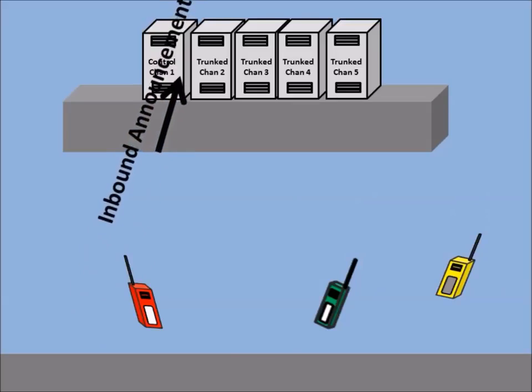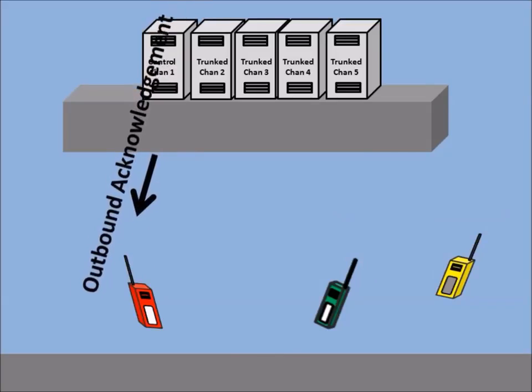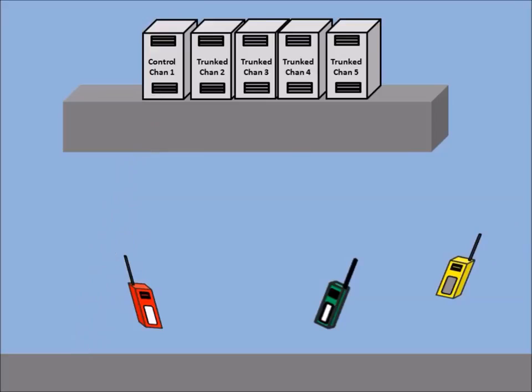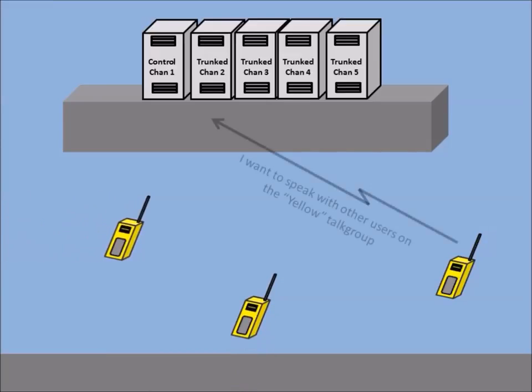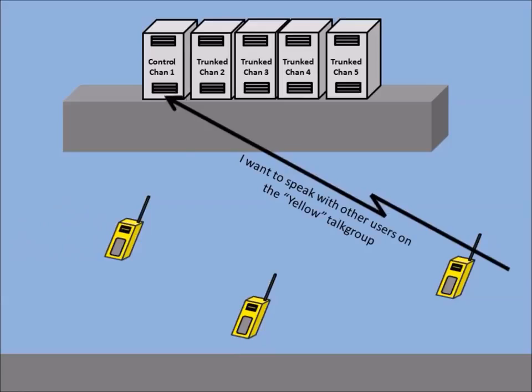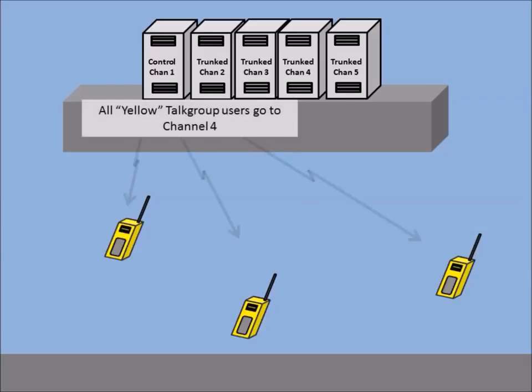Let's say a few subscribers are on the system and a call is made from one user to another on the same talk group. When a push-to-talk is made on the microphone or handset, the radio transmits this request to the central controller. The controller looks at all of the activity on the system and assigns an available voice channel to the group and tells all of the radios on that talk group to go to that voice channel. All of the radios on that same talk group move and hear the traffic.